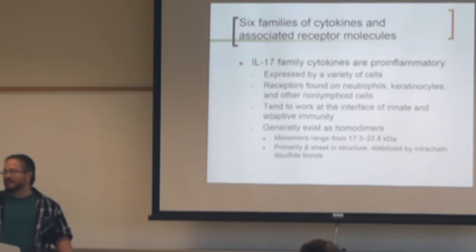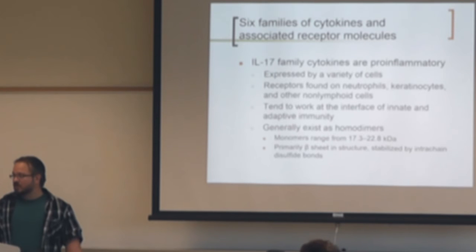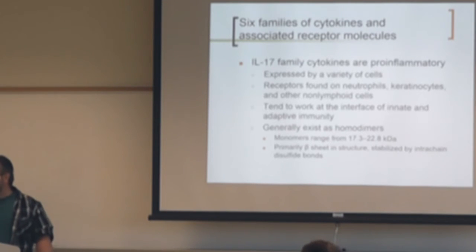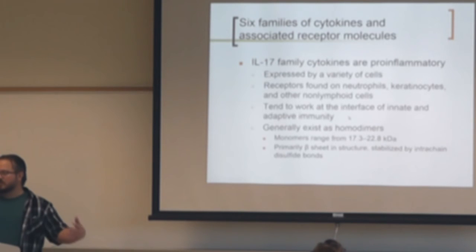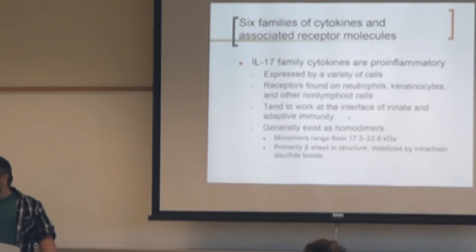IL-17, this is our next family of cytokines. Good to associate pro-inflammatory with that, expressed on a variety of cells. The receptors are found in neutrophils, and tend to work at the surface of the innate and adaptive immunity. So this is kind of a linker between the two.